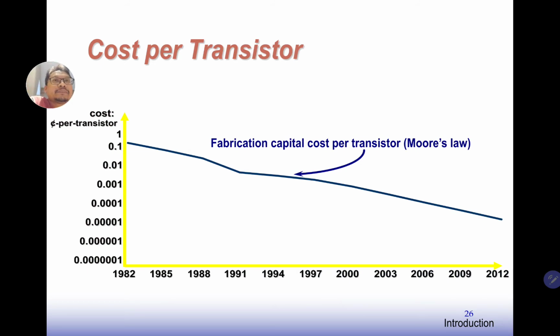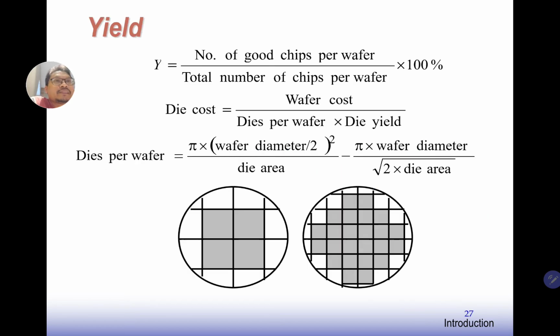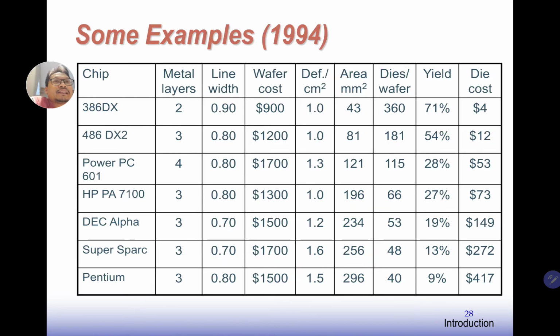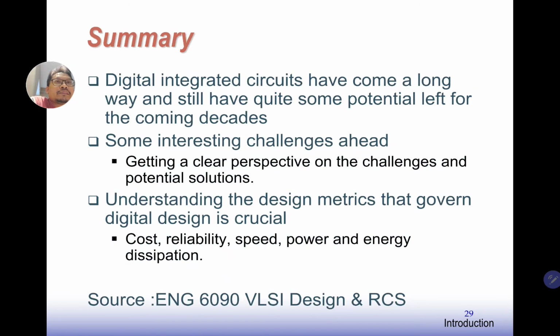Cost per transistor goes down. I'm not going to go through this one. Yield calculation is not so important, but you can see what is meant by yield. Yield is basically, from your wafer, how many dies are good and how many are not good. I'm going to skip the examples.